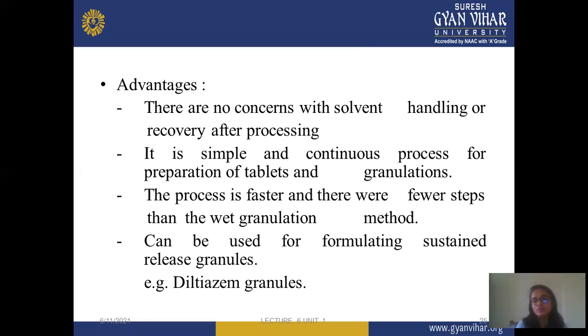This process is almost similar to wet granulation, only some steps are skipped, and it is a continuous formulation process. Tablets and granules are prepared with this method, and no specific solvent handling is required. Recovery also takes place by this process. An example of this process is diazepam granules.